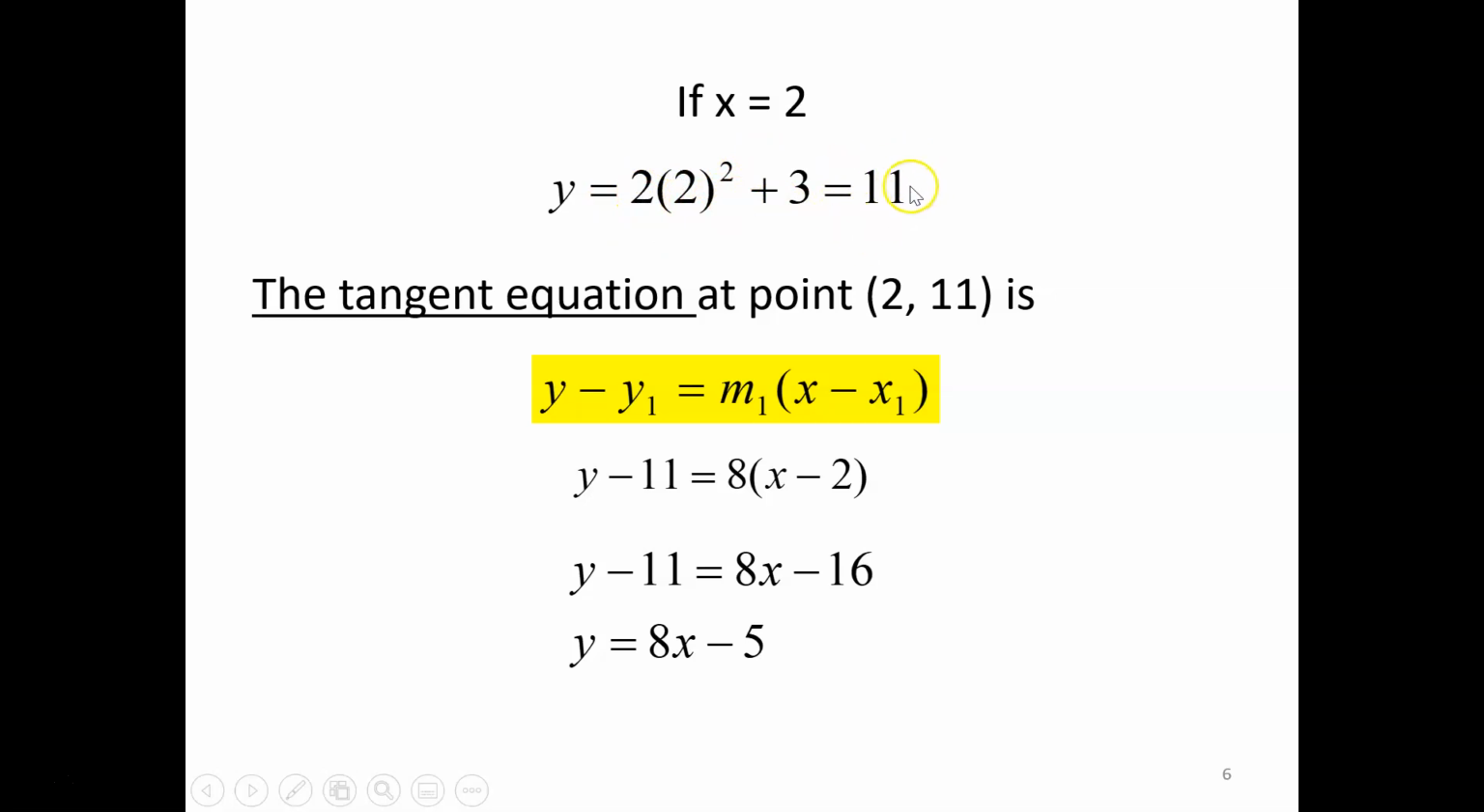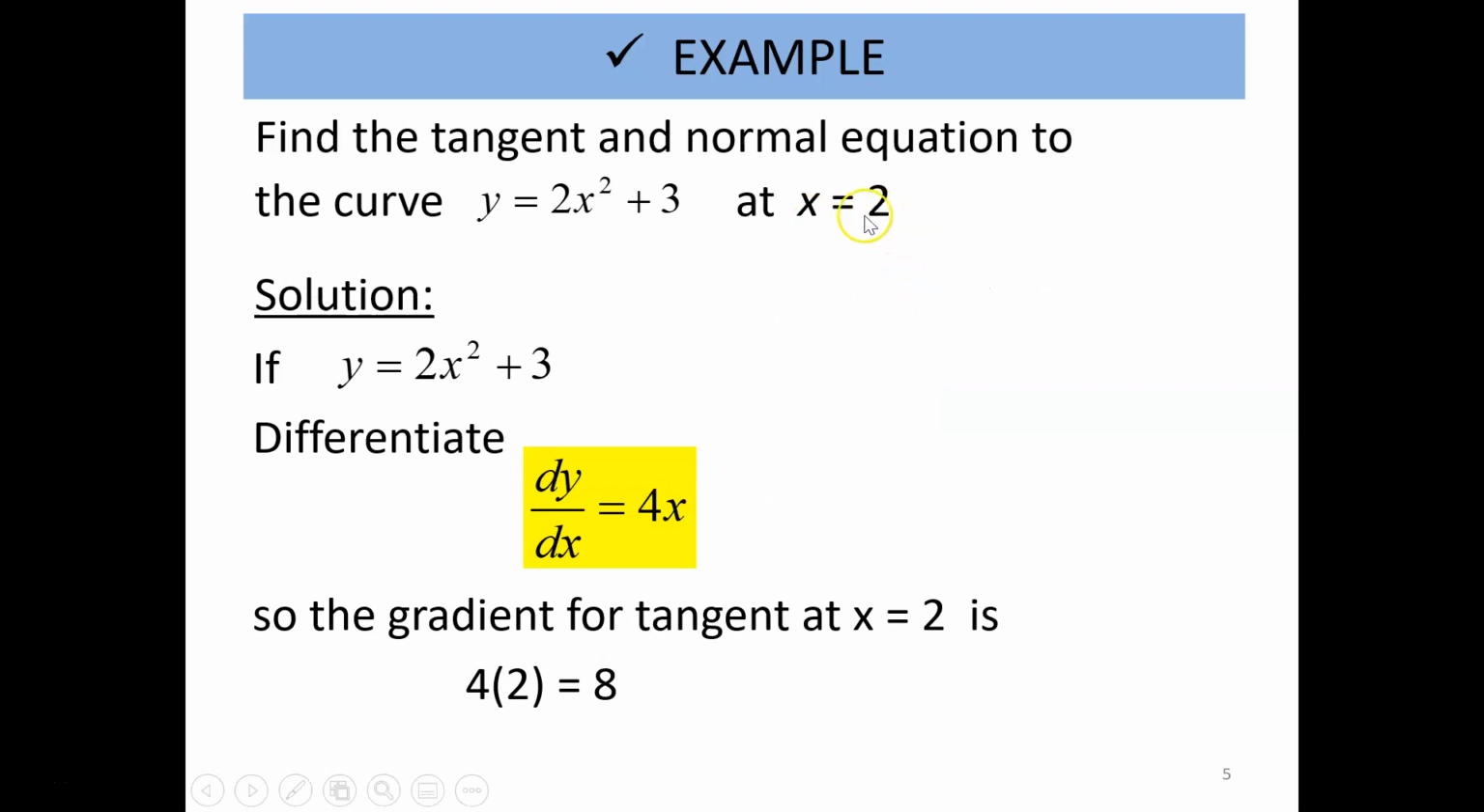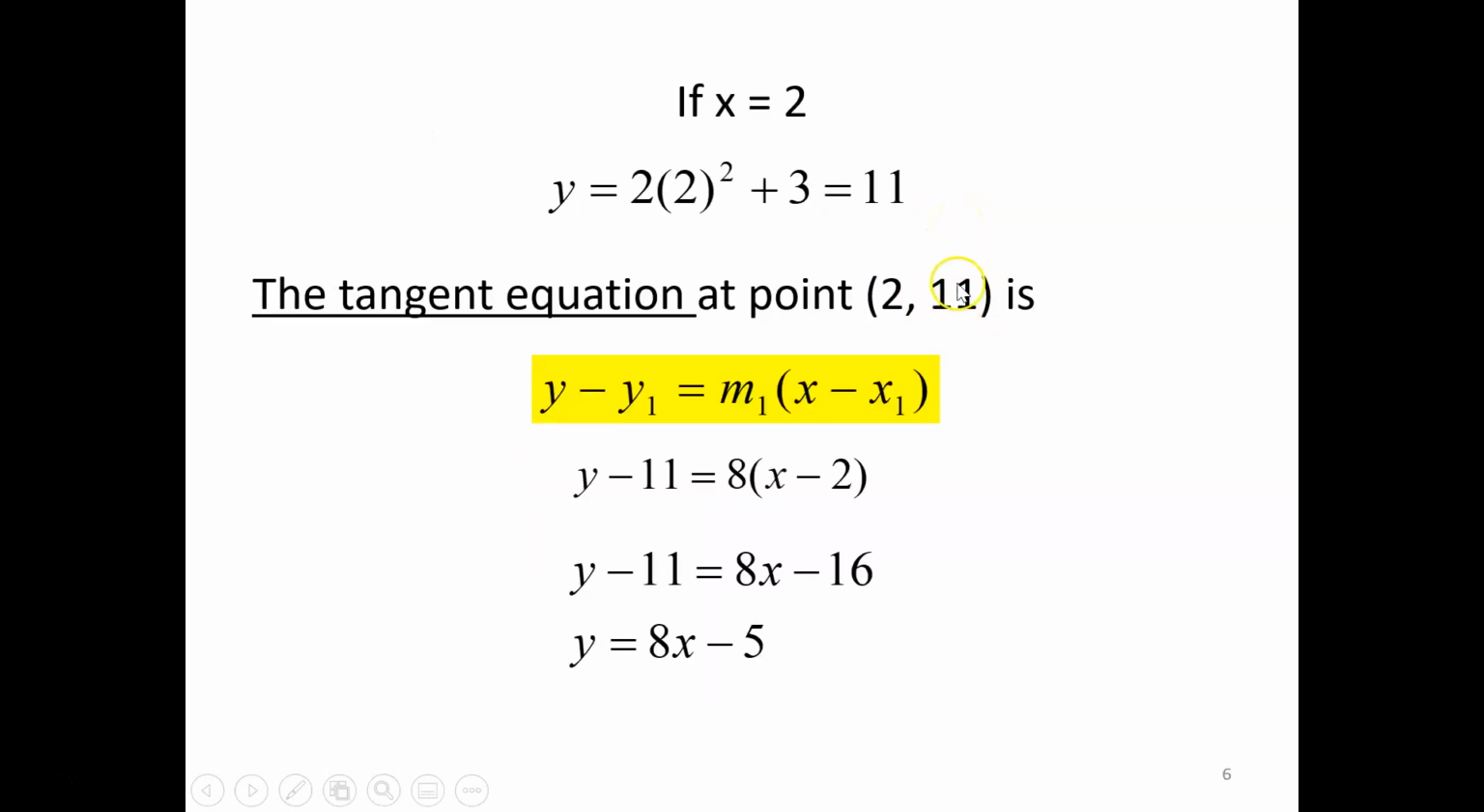Then you get the y value equal to 11. So the incomplete point just now, you only had x equal to 2. Now you already found the y, which is y equal to 11. So by using this formula, you can obtain your tangent equation.